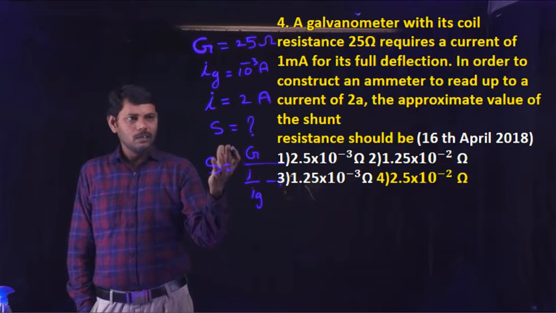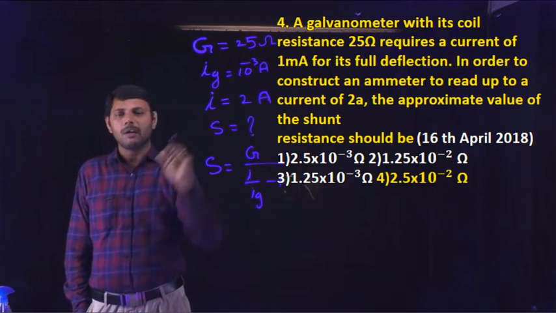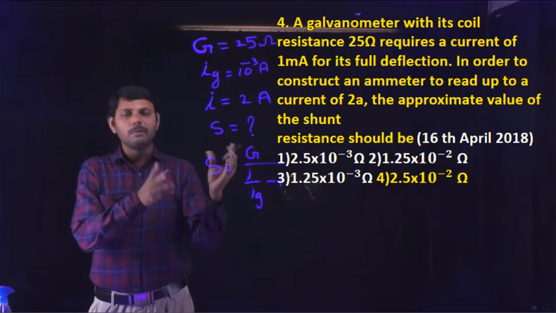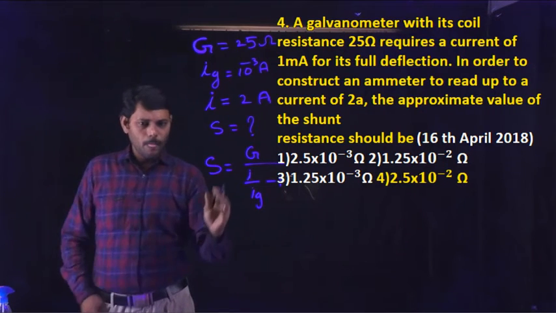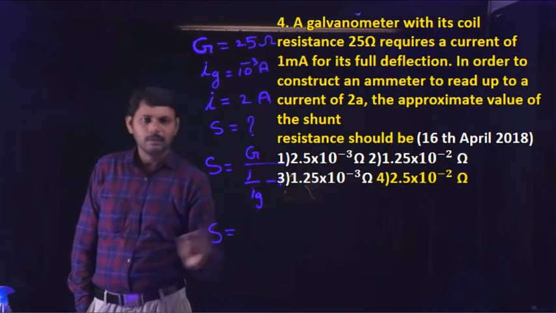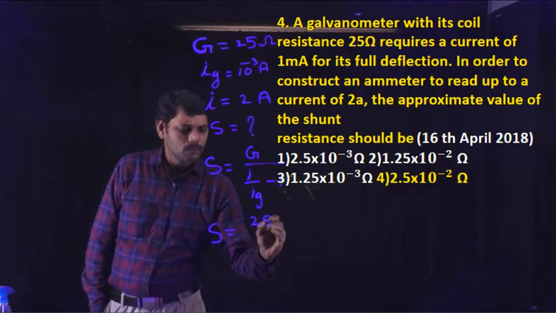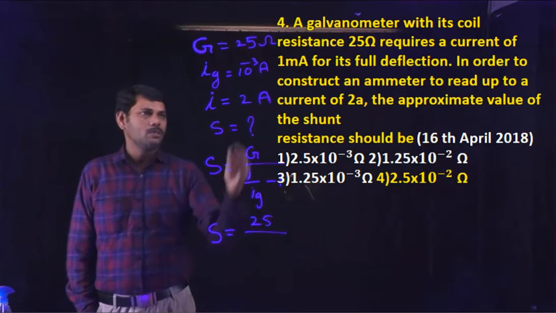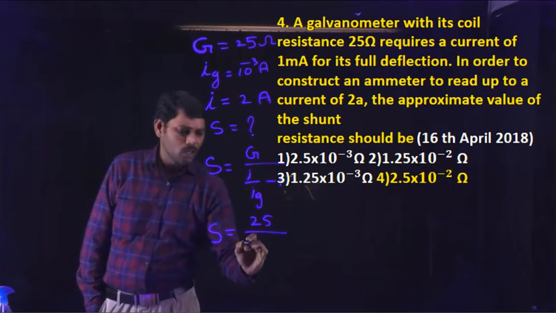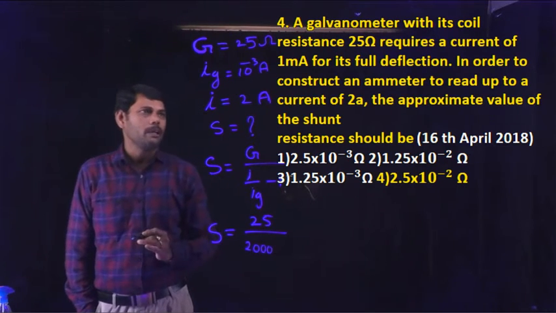Students, if you have a simple idea about the conversion of a moving coil galvanometer to an ammeter, we may solve so many problems. It is a very important model. Therefore, S is equal to G, whose value is 25 ohm, divided by I by Iz minus 1, that is, 2 by 10 power minus 3.